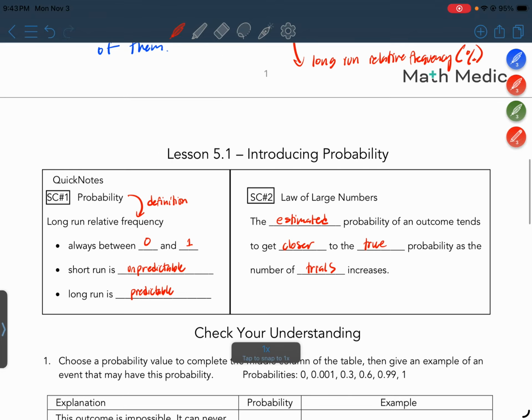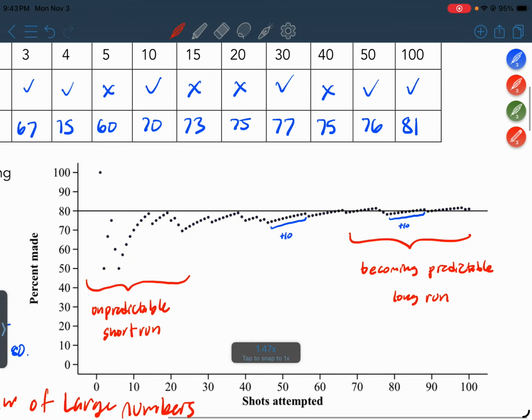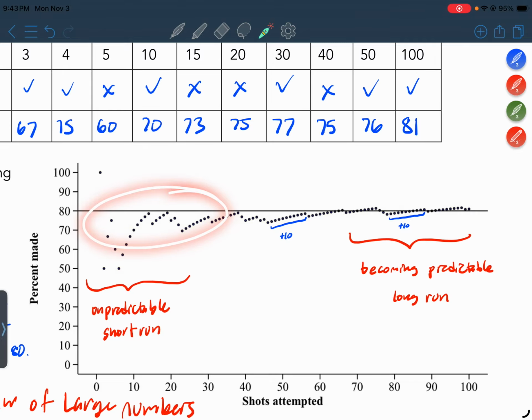Okay. So our little dot graph here, when we only do a few things, we're not really close. Not really close to 80%. Okay, but the more times we simulate it, the more trials we do, the closer those dots are, those estimated probabilities are, to the true value, 80%.